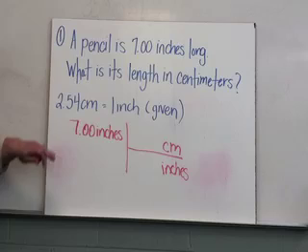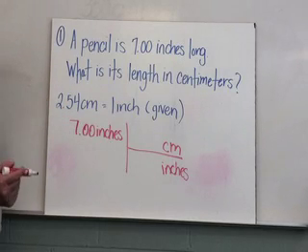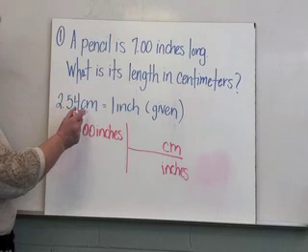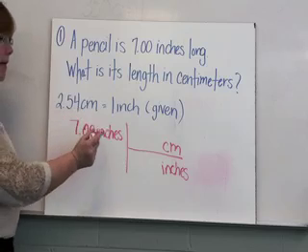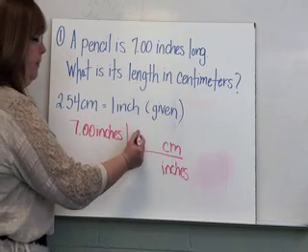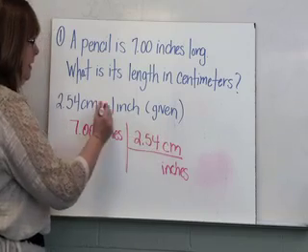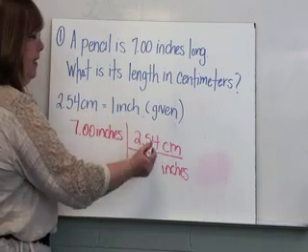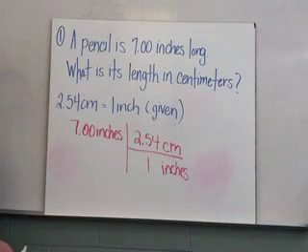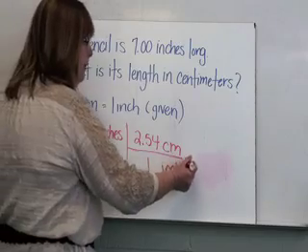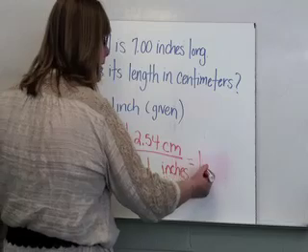And we have this equivalence statement or our conversion factor right here. Now you have to be careful. Make sure that the number in front of centimeters stays with it. So 2.54 centimeters, so the 2.54 goes here because there are 2.54 centimeters in 1 inch. Now you just do the math. 7 times 2.54 is equal to 17.8 centimeters.